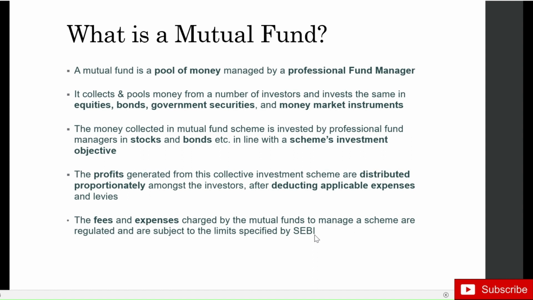Now, coming to the fourth point, the profits generated from this collective investment scheme are distributed proportionately amongst the investors after deducting applicable expenses and levies. So, what are these expenses and levies? For running an asset management company, there are a number of costs involved which a company charges its investors in the form of an expense ratio. Once these expenses are deducted from the profits, the profits are then distributed proportionately amongst the investors.